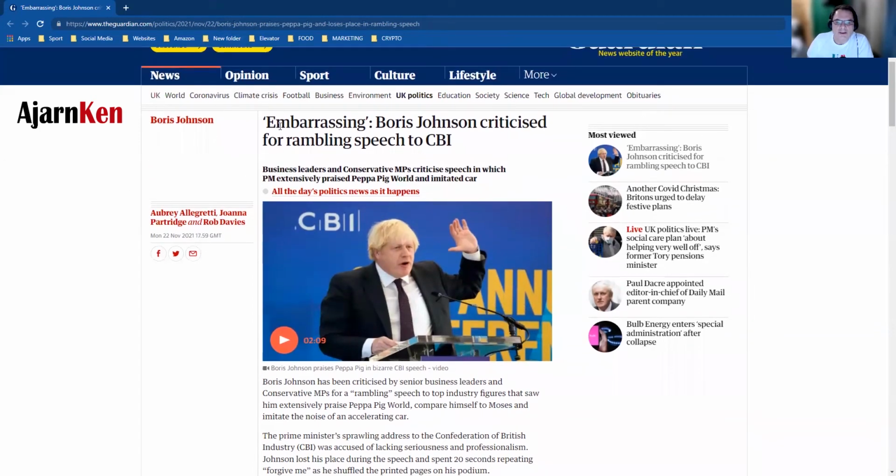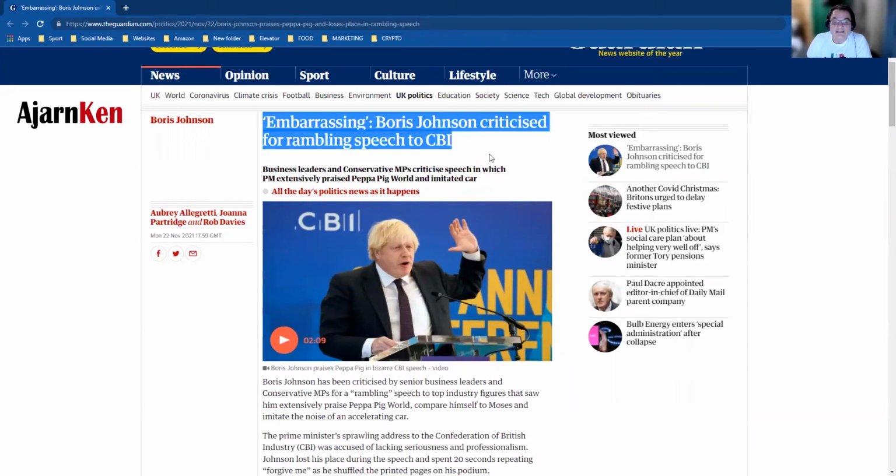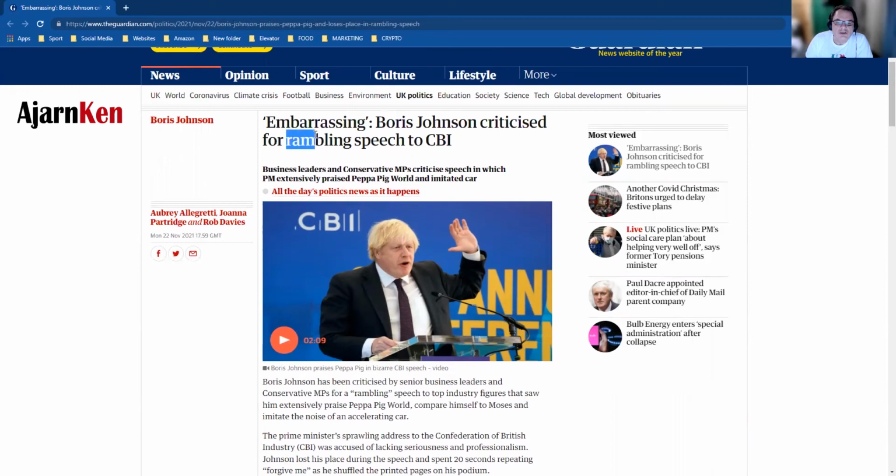So let's have a look. The headline is up here and it says, "Embarrassing. Boris Johnson criticised for rambling speech." Now, what's a rambling speech? The verb to ramble is when you go for a walk in no particular direction. So a rambling speech is when you speak, but you're not actually following any direction. You're going off on different angles from the speech.